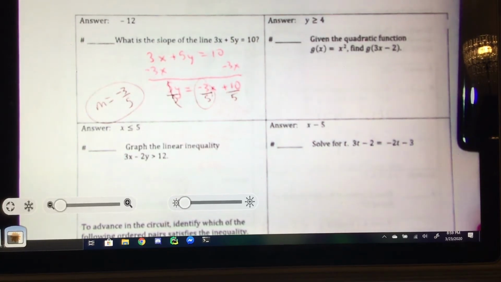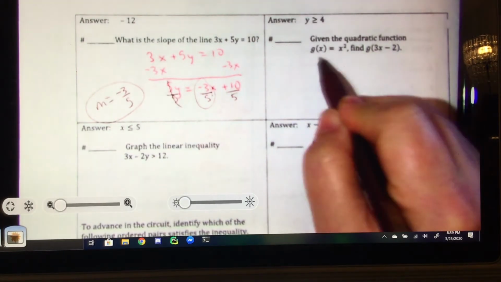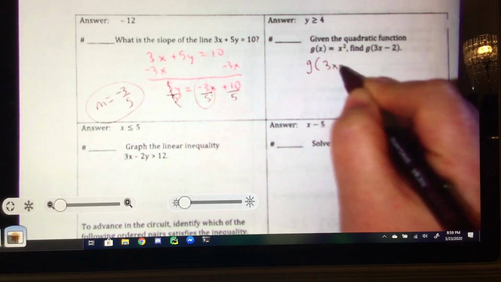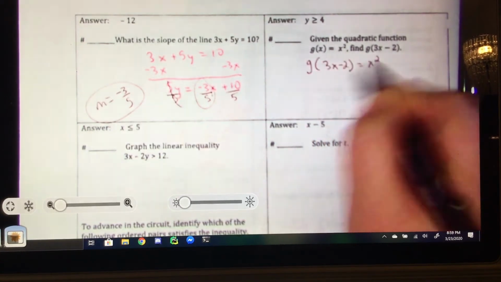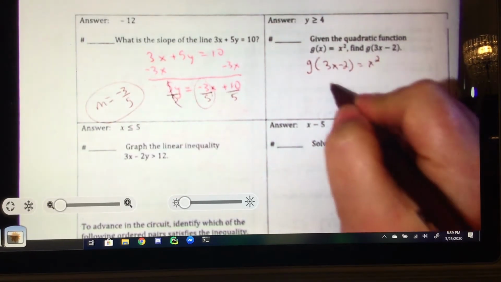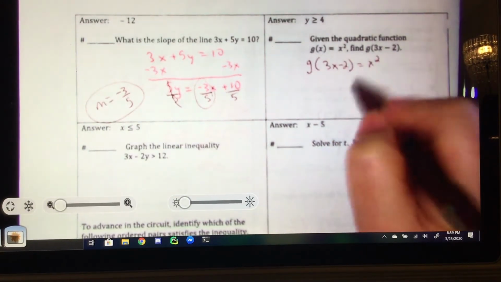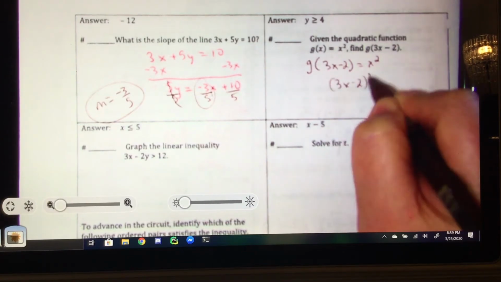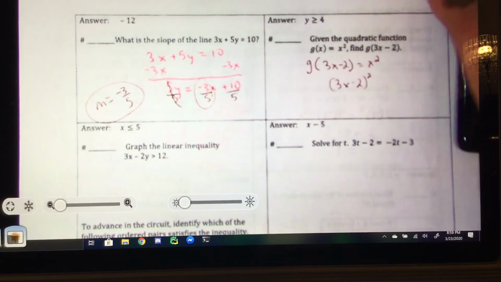The second one, it says, given the quadratic function g of x equals x squared, find g of 3x minus 2. Well, we've already done problems like this where I would substitute. I would have g of 3x minus 2 equals, and you'd plug 3x minus 2 in for x. And that would give me 3x minus 2 squared.